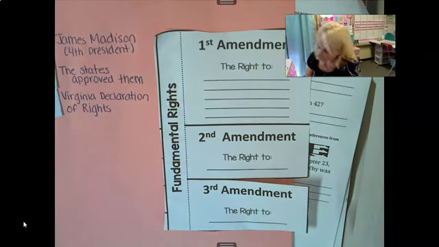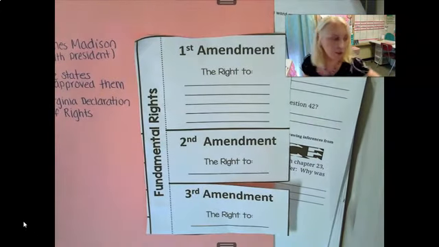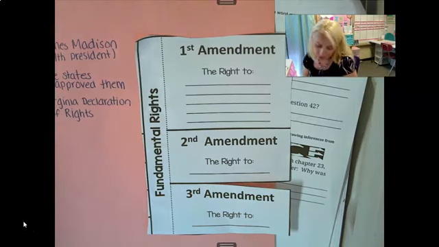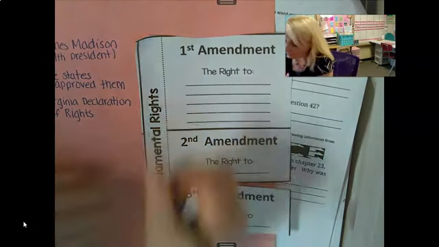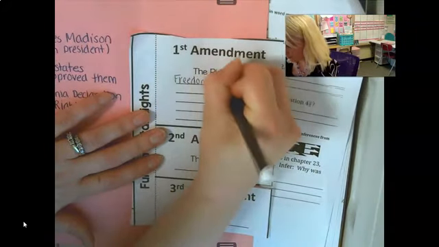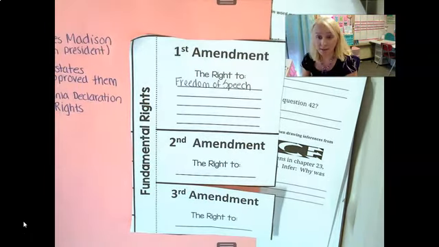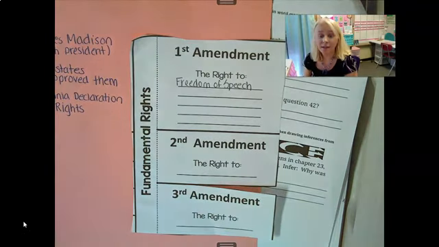All right. On the front side of the flap, what is the First Amendment? The First Amendment is the right to freedom of speech. This was a revolutionary idea. At that time in the 1700s, it was unheard of for regular people to be able to criticize their government, to speak openly in criticism of the government and get away with it.